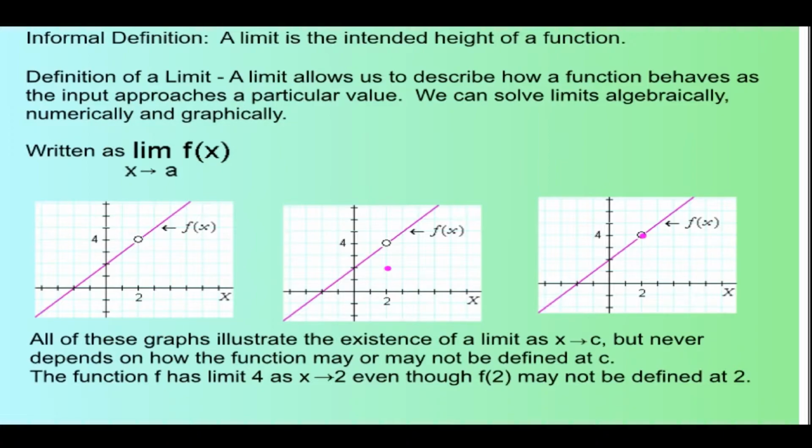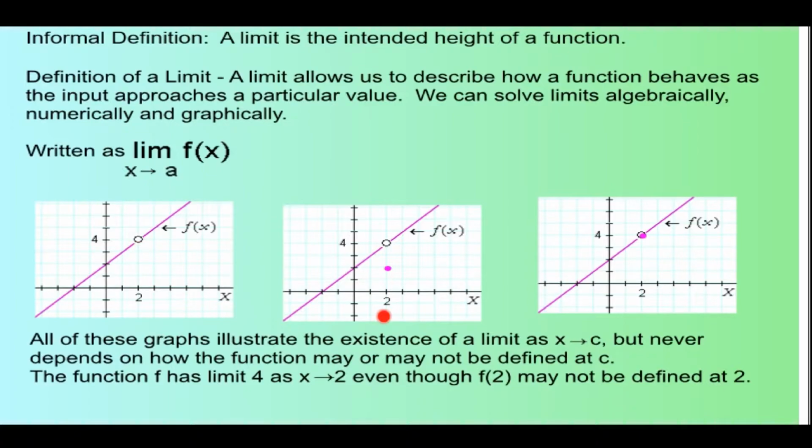Those three graphs illustrate the existence of a limit as x approaches c, but it never depends on how the function may or may not be defined at c. If I ask what's the value of the first graph when x approaches 2, what's the value at x equals 2, you'd say it's an open circle there, so there's no value at x equals 2. Yeah, but there's a limit. There's an intended height of the value.